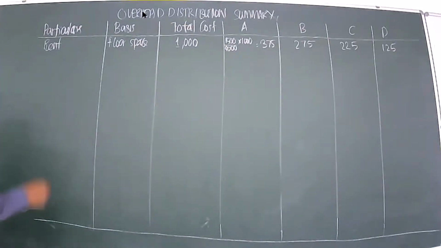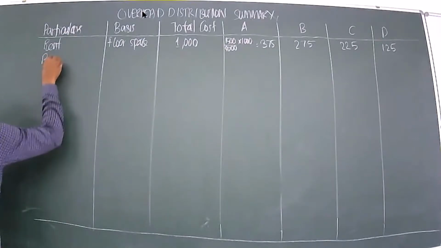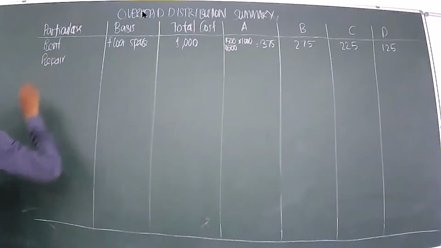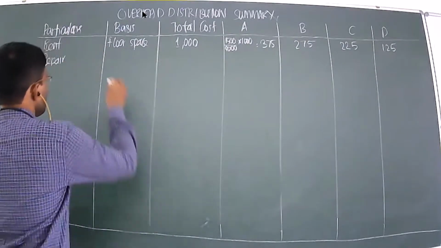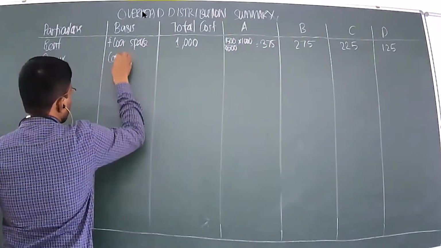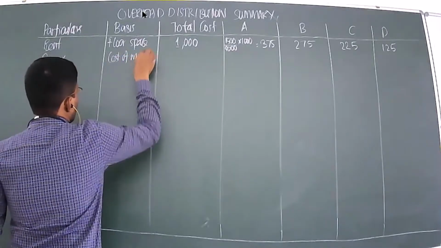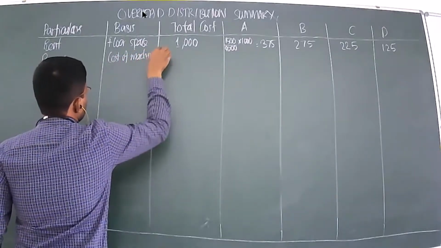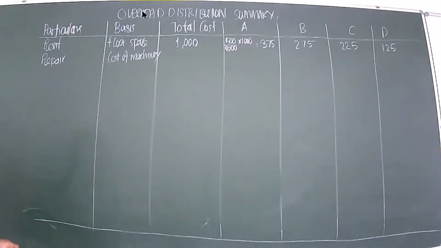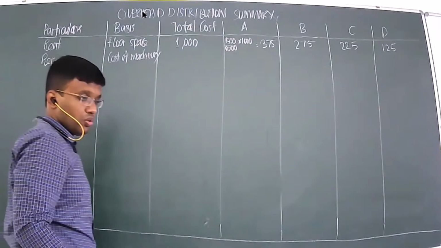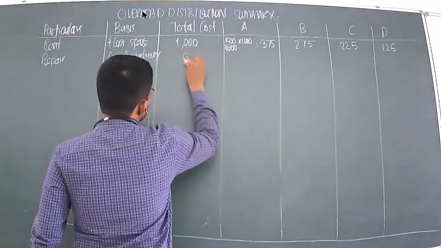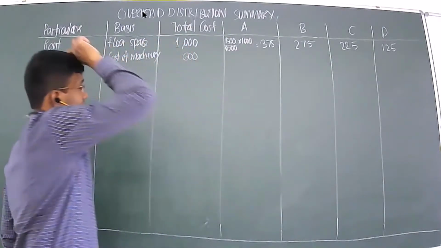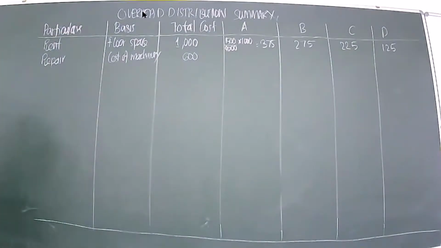The next one is repair. On what basis will we distribute this? We will be distributing based on cost of machinery. We've seen that the total money that you're spending for repairs is 600. So let's go about distributing this.